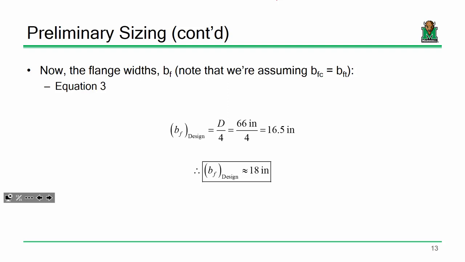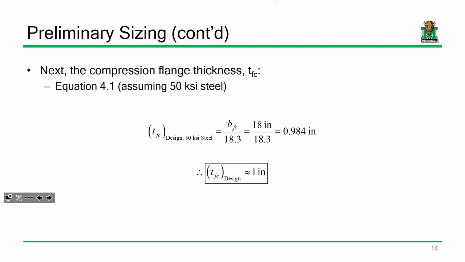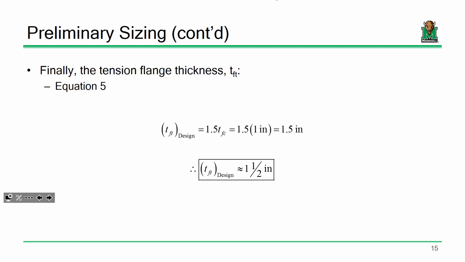All right, for the compression flange thickness, I'm going to assume 50 KSI steel, so I'm going to use equation 4.1. There's my flange thickness over 18.3. Plug that in, plug and chug, I get 0.984, so we'll say the top flange is an inch thick. And going past that, let's use 1.5 times the thickness for the tension flange. I get 1.5 inches for the tension flange. There you go. There's my starting girder.